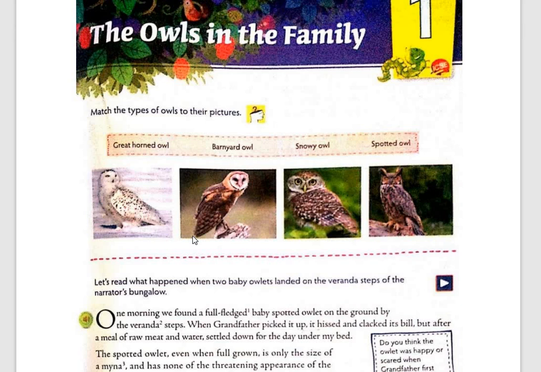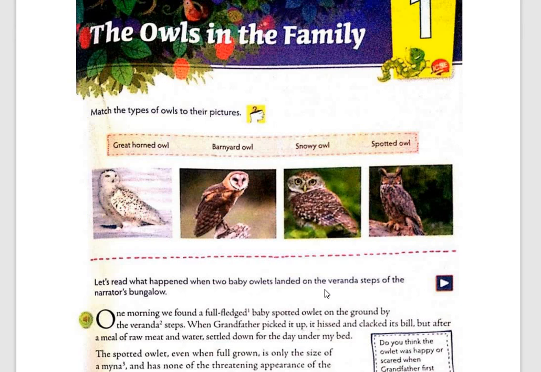One morning we found a full-fledged baby spotted owlet. Full-fledged means it's a complete one. Though it's a newborn, it's a complete owlet. One fine morning, when he woke up from his bed, he saw that there was a spotted owlet on the ground by the veranda steps. So near this place, he found it.